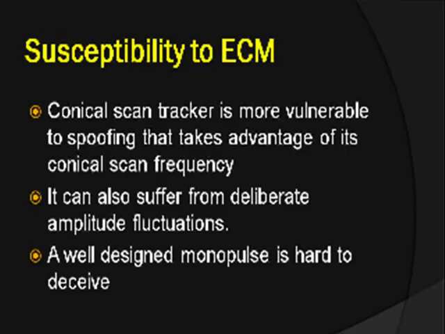Susceptibility to ECM, electronic countermeasures, basically jamming. A conical scan tracker is more vulnerable to spoofing that takes advantage of its conical scan frequency. That means the jammer sends a huge amount of signal at the conical scan frequency, which is a low frequency. Hence, he will be able to pump in a good amount of signal and the radar can be easily jammed.